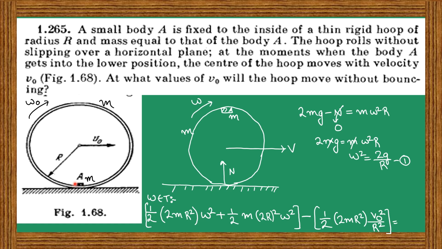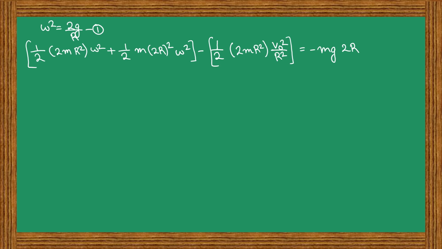See, work done by friction force in case of pure rolling is 0. Okay, so the only force that is doing any kind of work is nothing but gravitational force, or minus mg into y. Now, if I solve these two equations, equation 1 and equation 2, I'll get the value of v naught. Okay, if I simply substitute this omega square out here and out here, I'll get the value of v naught. Okay, these are my equations that I need to solve.